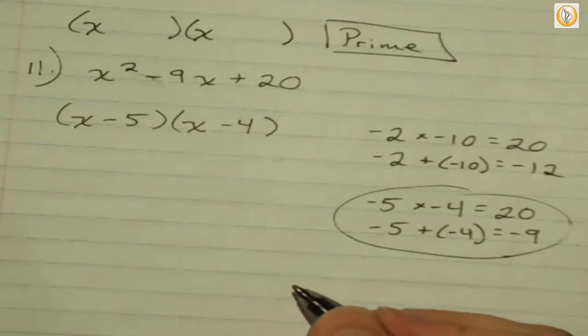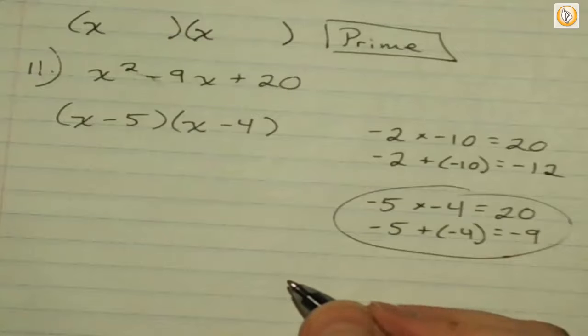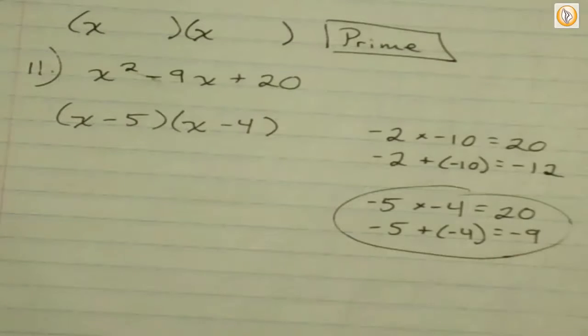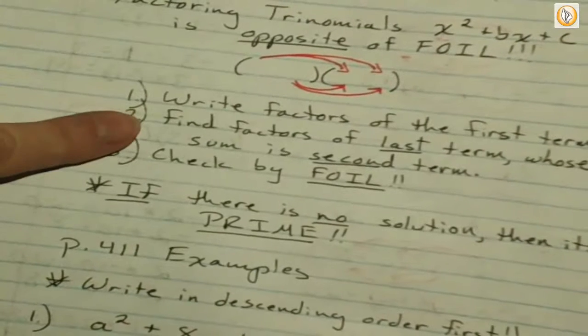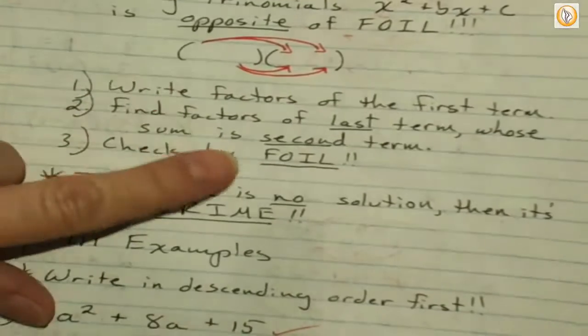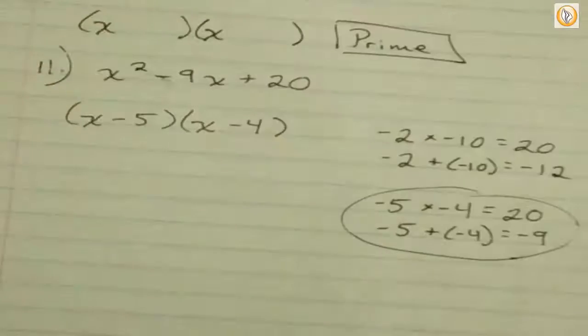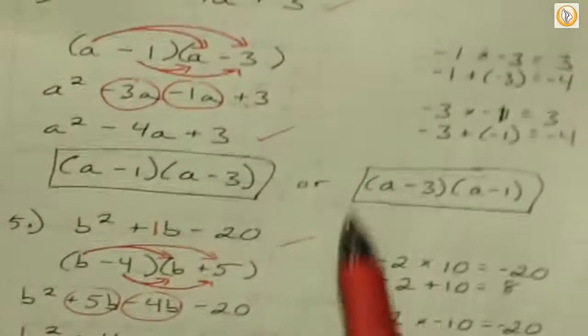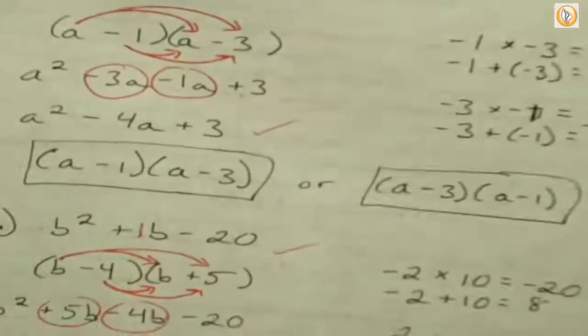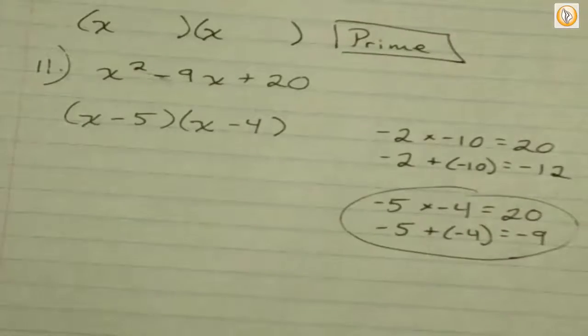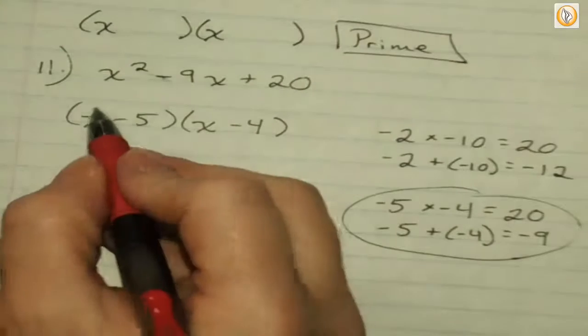No, you always multiply the number that doesn't have a letter. Rule: find the factors of the last term whose sum is the second term. That's what we've been doing. I thought about it and I got really confused. So we're going to check this.